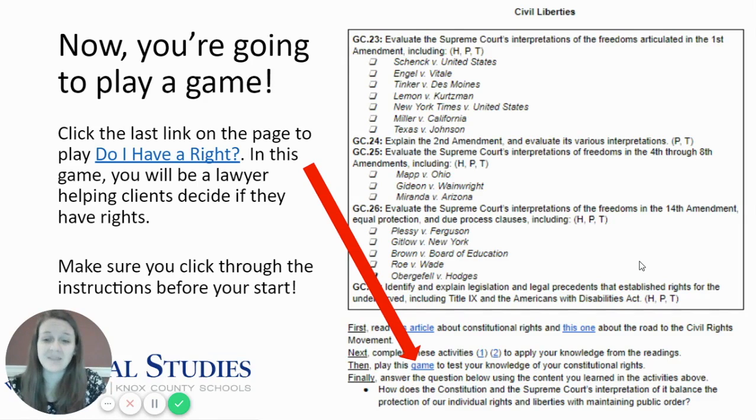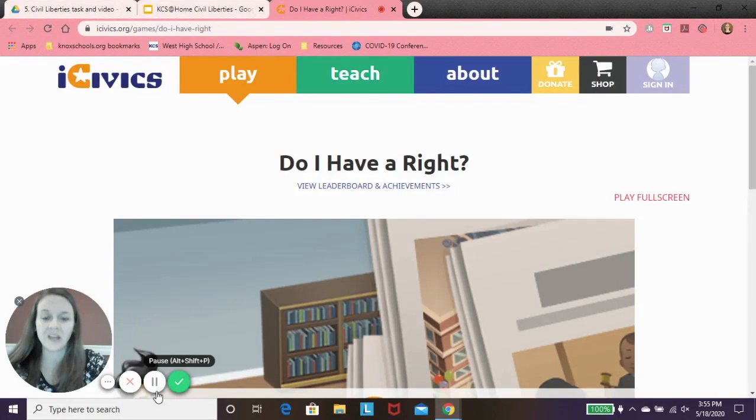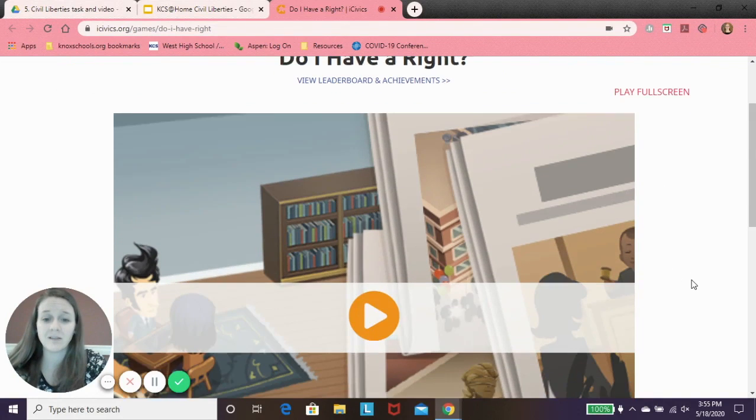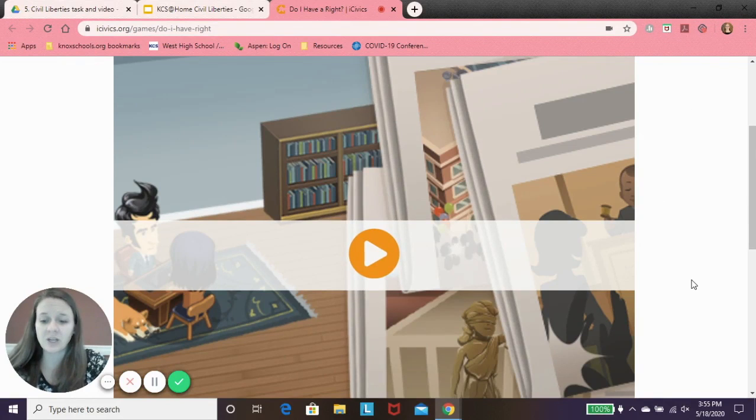Now you're going to play a game. The last link on the page goes to a game called Do I Have a Right, in which you will be a lawyer helping clients decide if they have rights. Let's go ahead and look at this together. That last link will take you to a website called iCivics and a game called Do I Have a Right. You may have to click here to enable Flash Player. I've already enabled Flash Player on mine, but that might be an option that you have. Go ahead and click play.